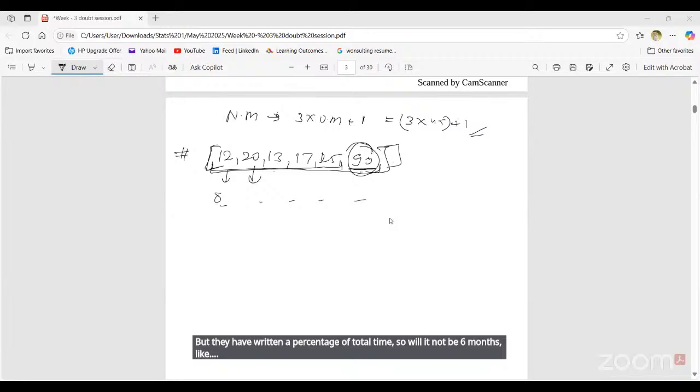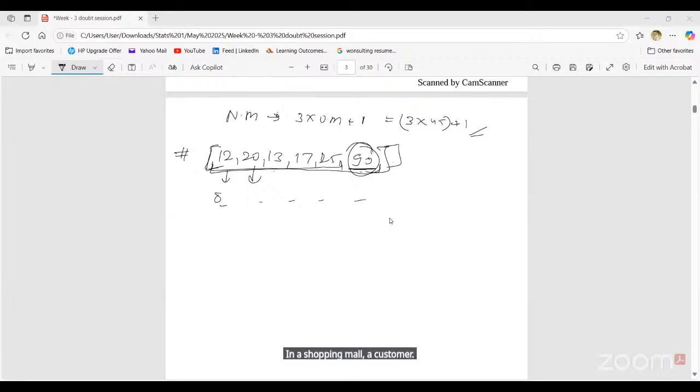In a shopping mall, a customer will get cashback between rupees. Madhu's red card. So the cashback she received over a period of 6 months is shown. So basically your class is the amount, right? The cashback from 1 to 20, 20 to 40, 40 to 60, and so on. And the frequency is basically what? Like, 5 customers have got this amount in the range 1 to 20 rupees.